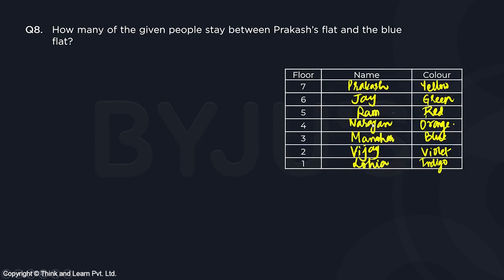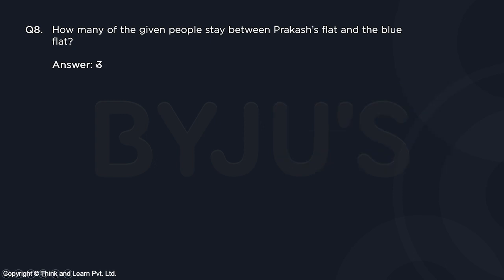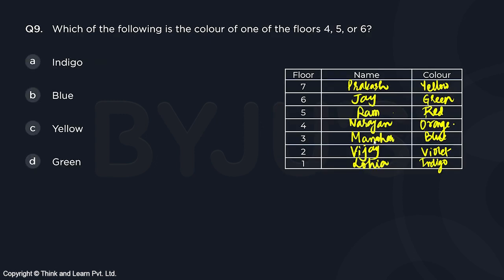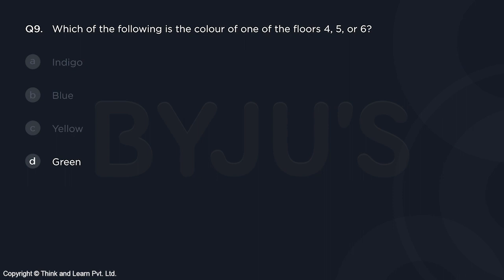Question number 8. How many of the given people stay between Prakash's flat, which is floor number 7, and the blue flat, which is floor number 3? So we have got 3 people. Since it's a theta question, we are supposed to type in 3. Question number 9. Which of the following is the color of one of the floors 4, 5 or 6? So it's green, red or orange. So from the given options, only green exists, which is option D.